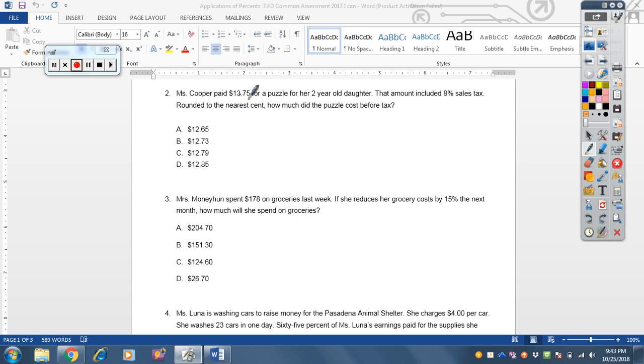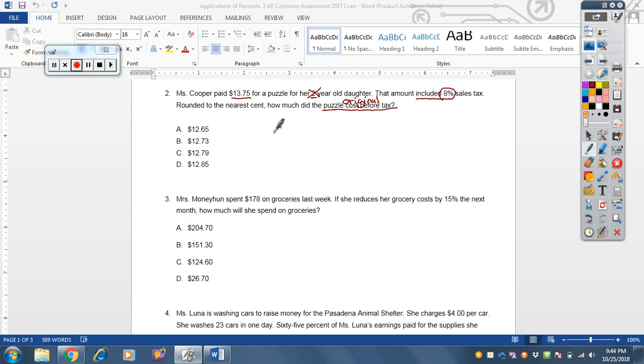It says, Ms. Cooper paid $13.75 for a puzzle for her 2-year-old daughter. 2 is a number. I don't know if it's important. The amount included 8% sales tax. How much did the puzzle cost before tax? So what we are looking for, and yes, I'm writing it so you have to write it, is the original price before the tax was added. 2-year-old daughter is a trick. They want you to worry about the number 2. It's not important.